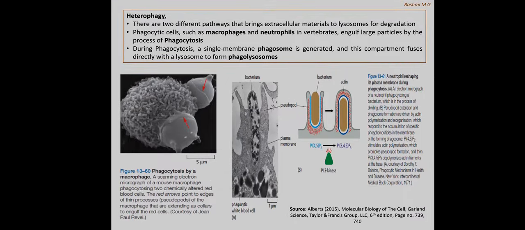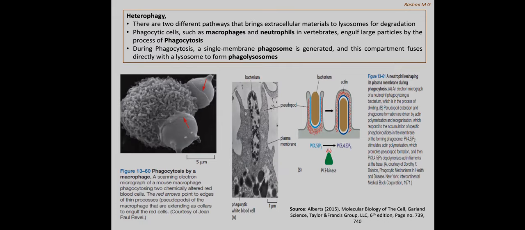Heterophagy has two different pathways for bringing the extracellular material into the lysosome, that is engulfment. That are of two types, phagocytosis and pinocytosis. Phagocytosis is where phagocytic cells such as macrophages and neutrophils engulf large particles by the process of phagocytosis.